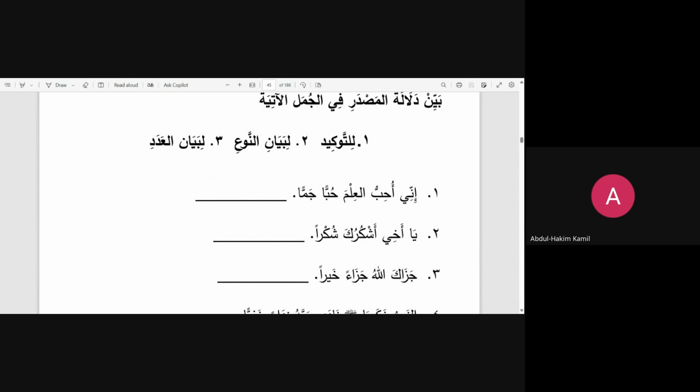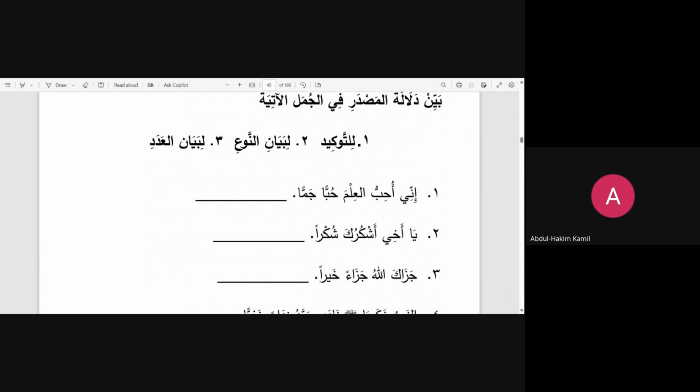Verily, I love knowledge with... I don't know what jamman means. You know any surah that has this? Hubban jamma. فَتُحِبُّونَ الْمَالَ حُبًّا جَمًّا. Surah Al-Fajr. What's jamman mean? A lot, abundance. I love ilm abundantly. إني أحب العلم حبا جما حبا كثيرا.